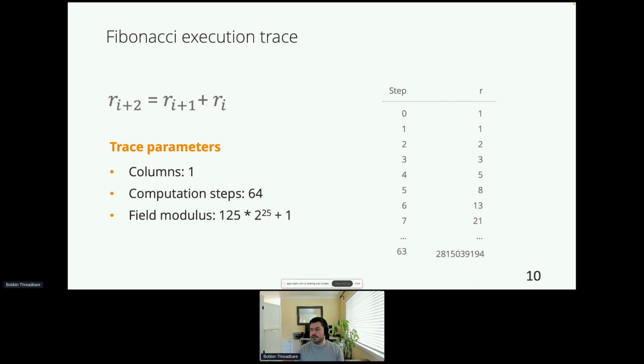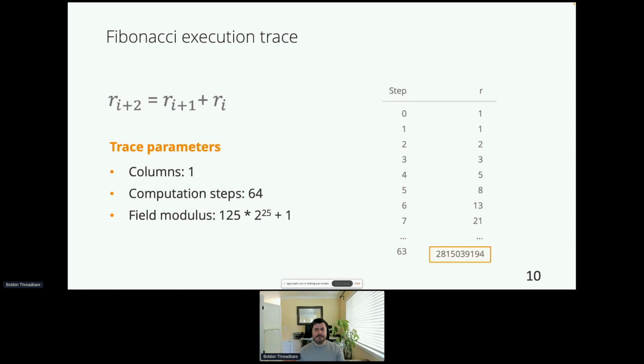But in here, we start with 1, 1. And then our Fibonacci sequence proceeds as usual. We take the previous two terms, add them together, and get the next term, and so forth until we get to the end. This is, again, a very simple computation, and the execution trace for a Fibonacci sequence is pretty straightforward to build.